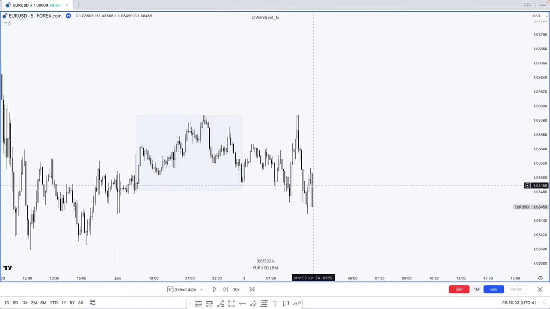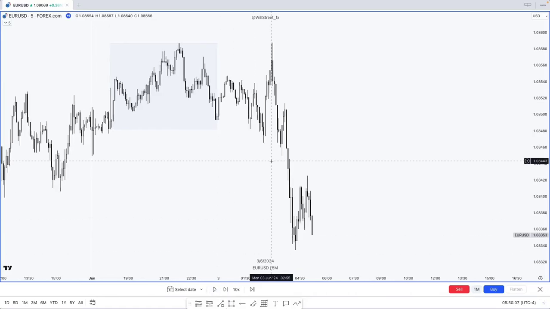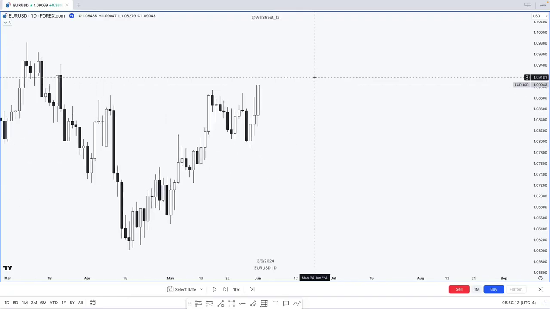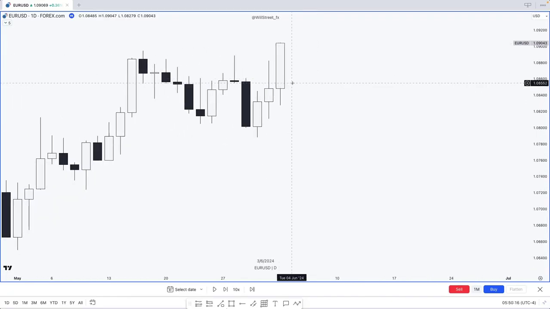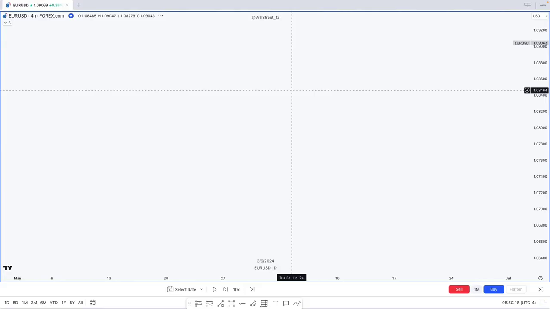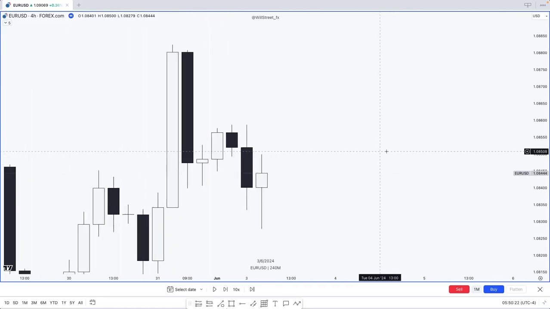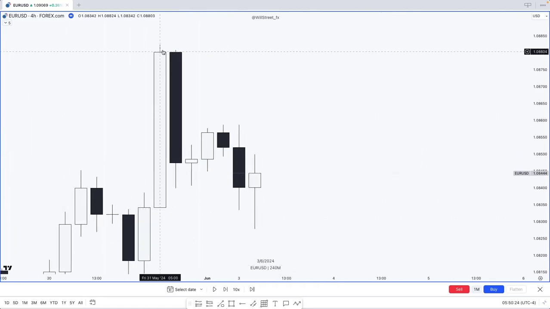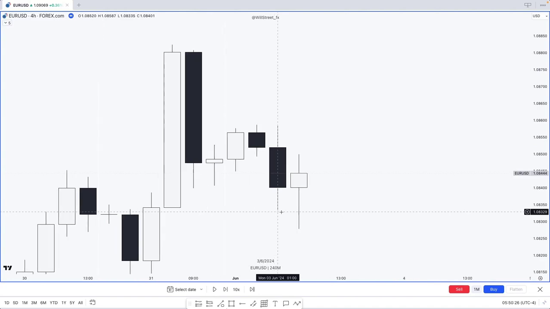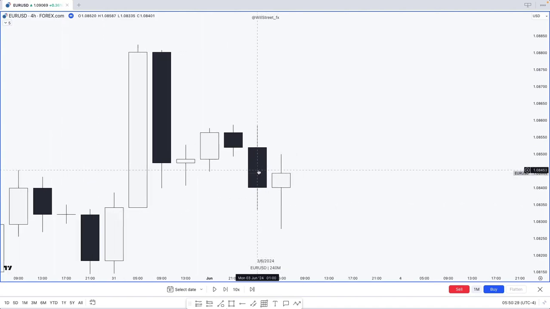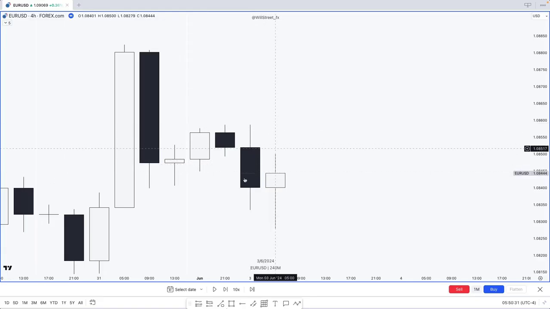Let's find another one. It's going to 3 a.m. What is this? 3 a.m. Remember that day, right? Well, let's look first the short. Look at this. I'm going into strong liquidity.